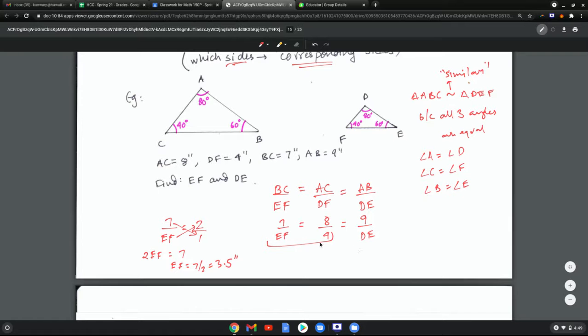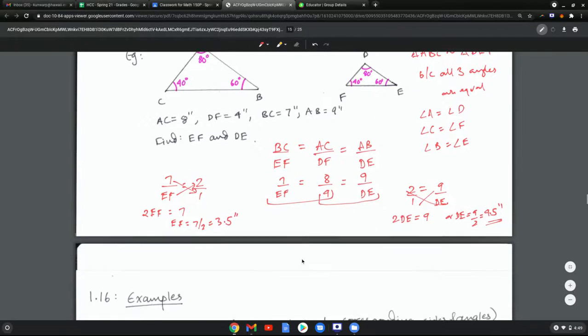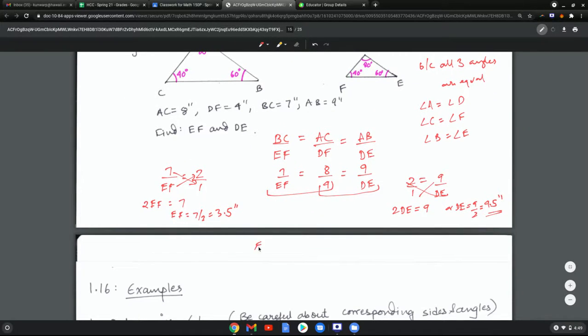Inches, sorry. Similarly, I can take this equation and have 2 equals 9 over DE. Again, writing as 2 over 1, cross multiplying, I get 2 times DE equals 9, or DE equals 9 halves, which is 4.5 inches. So my final result is that EF equals 3.5 inches and DE equals 4.5 inches. In the next video, I'm going to look at some more examples.